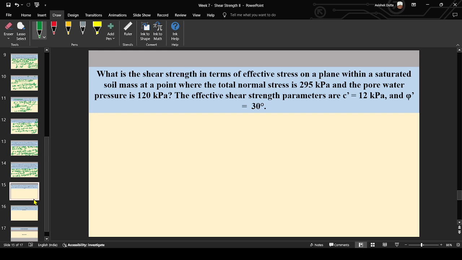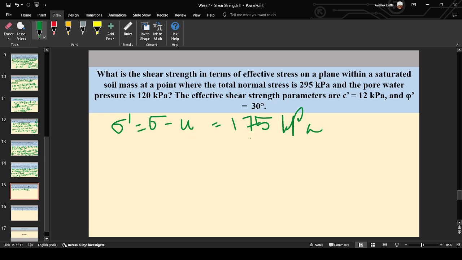Okay. In this question, the normal stress is given as 295, and the water pressure is given. So the effective stress we can find out. Effective stress equals total stress minus the water pressure. Total stress minus the water pressure: 295 minus 120. It will be 175 kilopascal. Okay. Now we have sigma dash given.